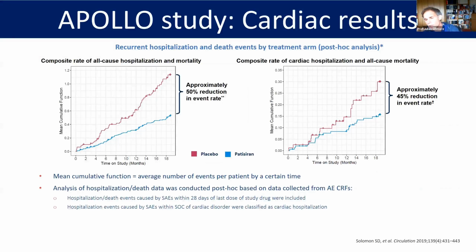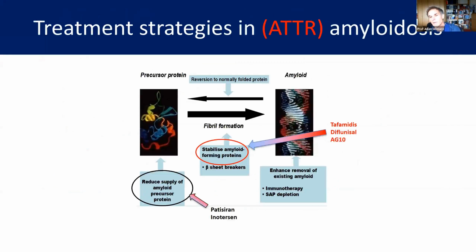So it wasn't taken as part of the study, but after completion, this was an analysis from the data obtained from the study showing a reduction in the number of hospitalizations, all-cause hospitalizations, so hospitalizations from any cause, but also a marked reduction in patients who are hospitalized for cardiac causes in patients on the drug compared to patients on placebo. So evidence that the drug benefits the heart as well as the nerves.